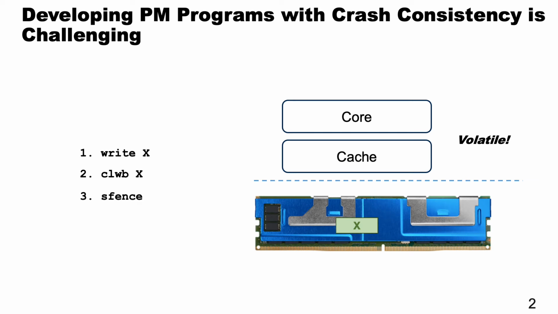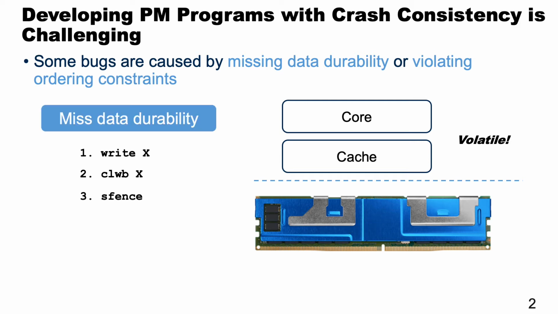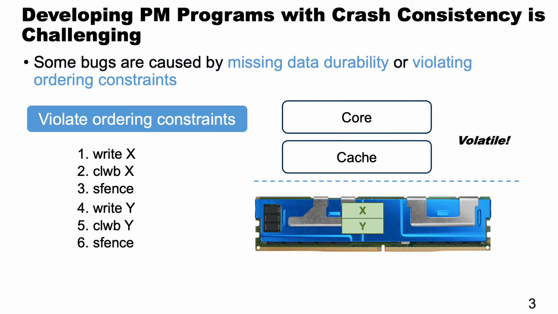Developing PM programs with crash consistency is challenging. Some bugs are caused by missing data durability or violating ordering constraints. For example, if the program misses the write-back or fence instructions, the update becomes volatile. For ordering constraints, if the program misses fence instructions, X and Y may be reordered.